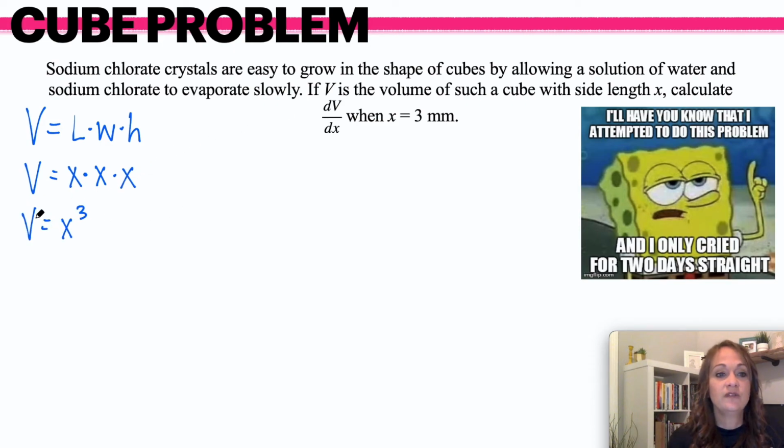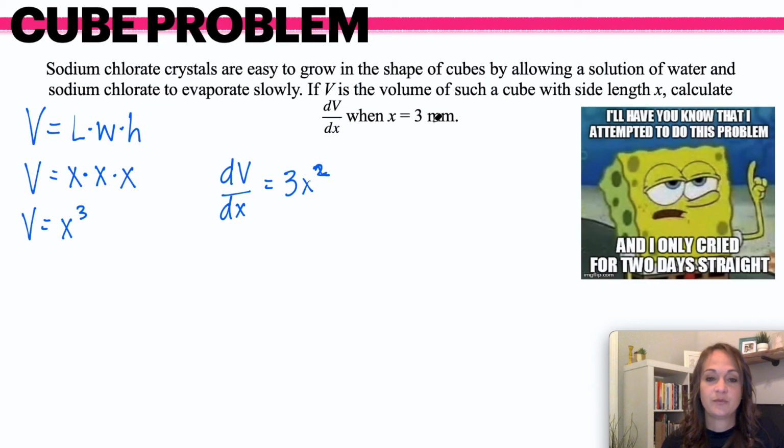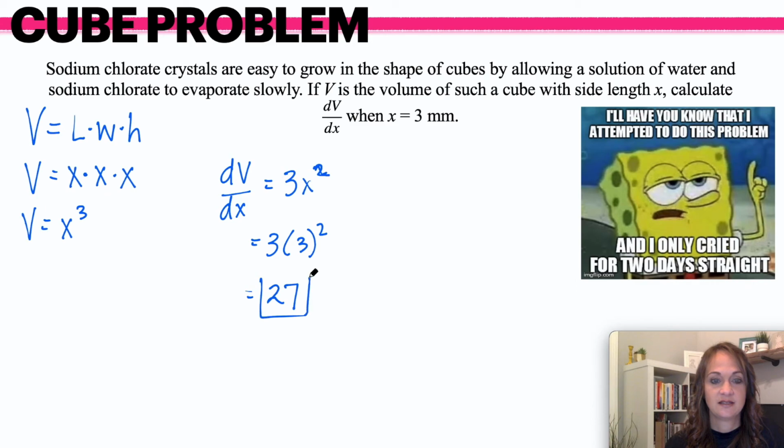So to find the derivative of this, it would be 3x squared. And we want to know at the point when x is 3 millimeters, so we're going to plug in 3, and we will get 27 for the change in the volume with respect to the change in the length of the length, width, and height.